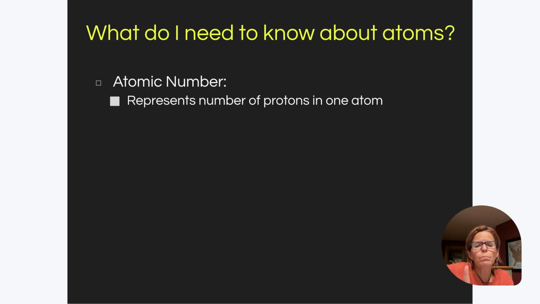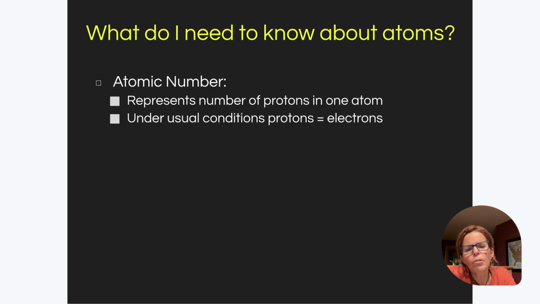So if it has one proton, it's automatically hydrogen. If it has two protons, it's automatically helium. If it has six protons, it's automatically carbon. The number of electrons and neutrons might change. But if it has six protons, it's automatically carbon. So maybe write that as a little aside to yourself.